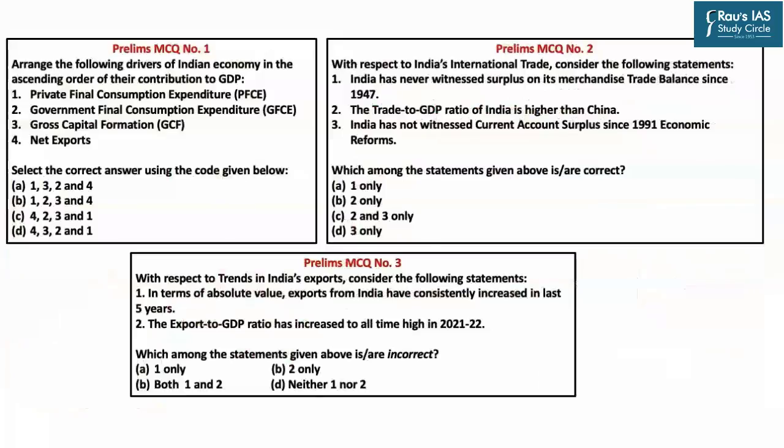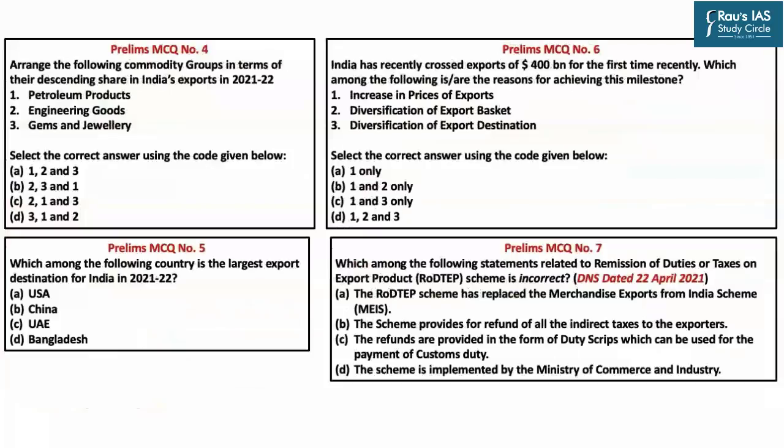The answers as well as detailed explanation to each of these 7 questions have been provided in the DNS quiz in the ELEARN platform. As far as prelims MCQ number 7 is concerned, this particular question is about the RoDTEP scheme. So in case you don't know about the RoDTEP scheme, please go through the DNS dated 22nd of April 2021, in which I have discussed in detail the working mechanism of the RoDTEP scheme. With this, let us now take up the next article.